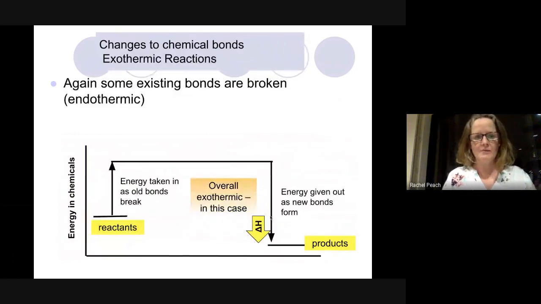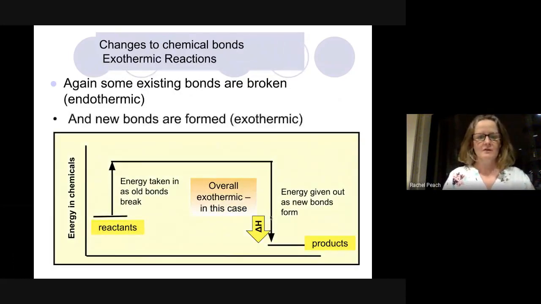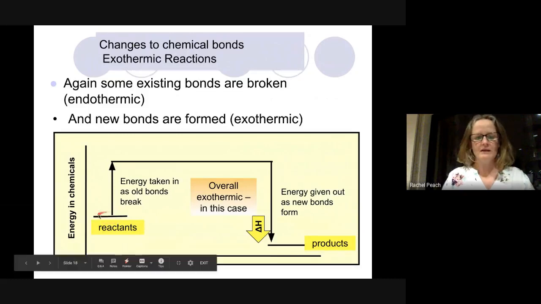Looking at exothermic reactions, start off with reactants that are more energetic than the products. You break bonds, make new bonds, but making new bonds gives out more energy than the breaking of the original bonds.